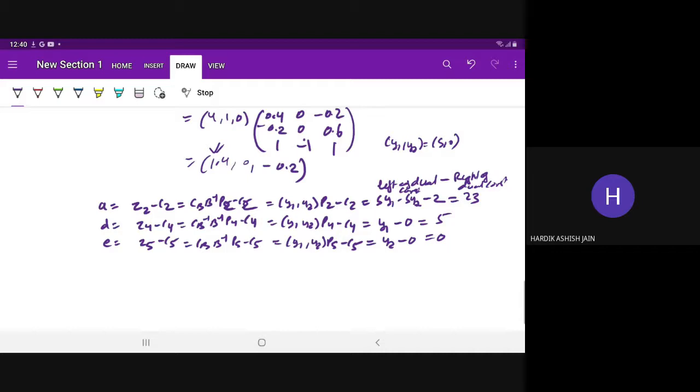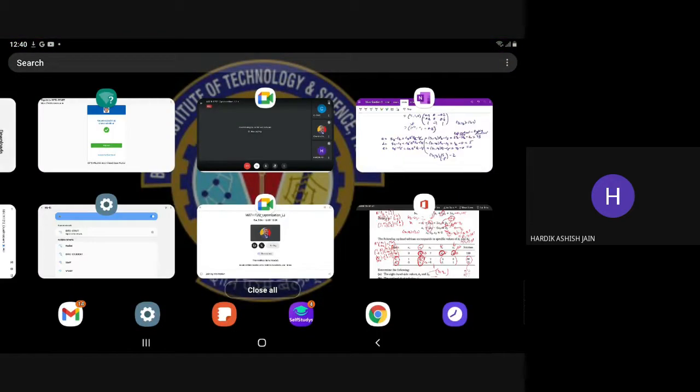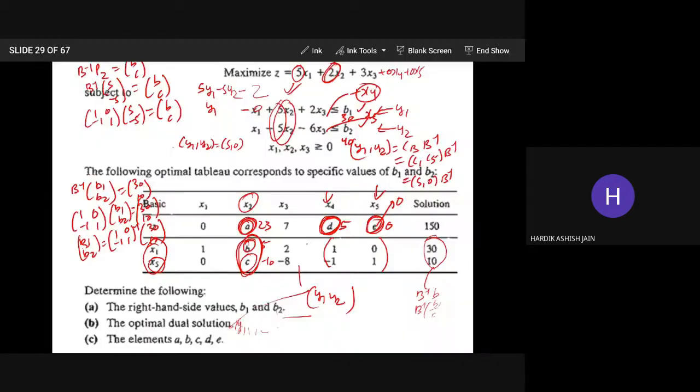Clear? Yes, sir. Means that is the same thing, na? Either you compute by this, so here we have 5 minus 5 minus 2, so that will become 5 by 1 minus 5 by 2. It is the same thing. Either you say the left of the dual constraint minus right of the dual constraint, or you say CB B inverse PJ minus CJ. Both are the same thing. Yes, sir. Understood.